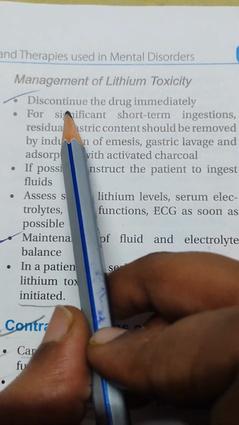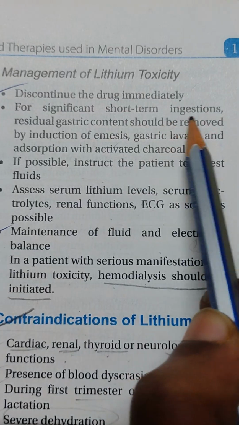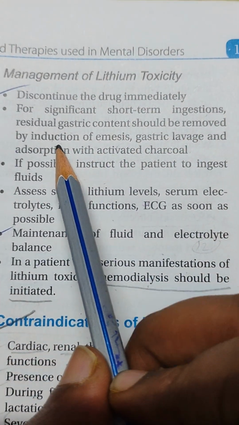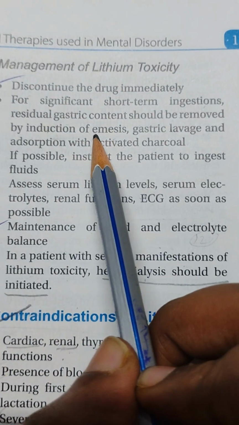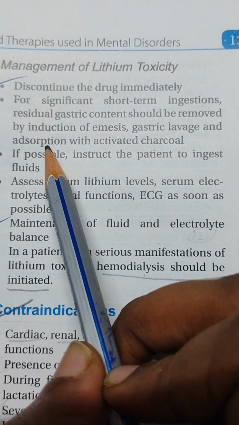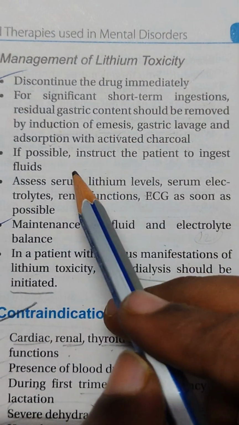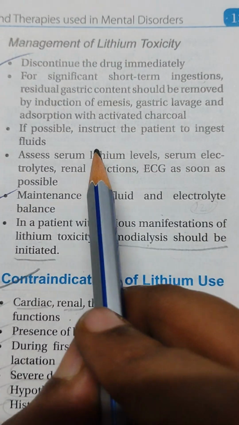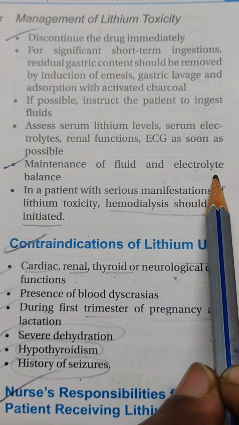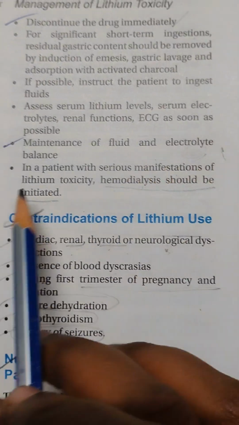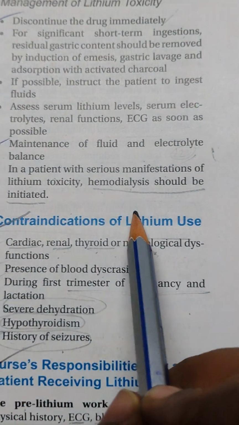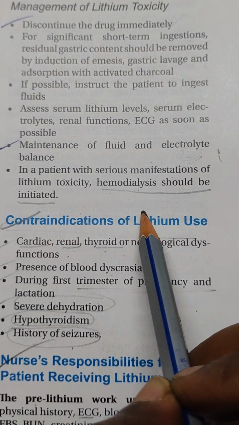What we have to do? First, we have to discontinue the drug immediately. And not only that, gastric contents should be removed, and induction of vomiting and gastric lavage have to be done. Then absorption with activated charcoal. Then, if possible, instruct the patient to take in fluid. Assess serum electrolytes, renal function, and ECG as soon as possible. Maintain fluid and electrolyte balance. And if the patient has serious side effects, then send the patient for hemodialysis.